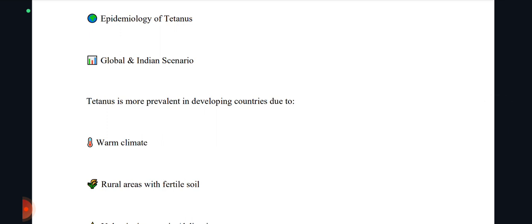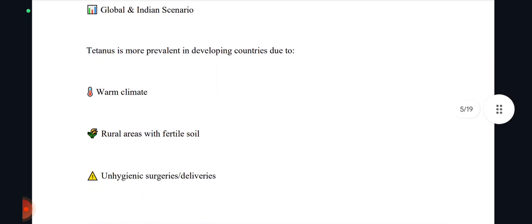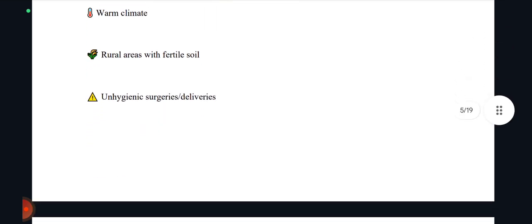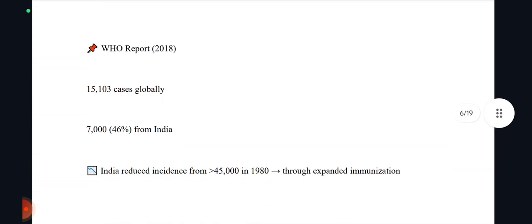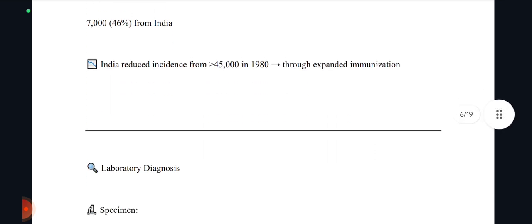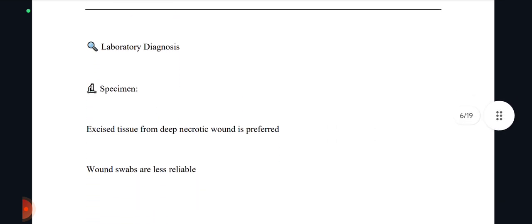What about the epidemiology of tetanus? In the global and Indian scenario, tetanus is more prevalent in developing countries due to warm climate, rural areas with fertile soil, and unhygienic surgeries or deliveries. According to the 2018 WHO report, there were 15,103 cases globally, and 7,046 of the total cases were from India. India reduced the incidence from more than 45,000 in the 1980s. Why? Because we have expanded immunization with tetanus vaccine.